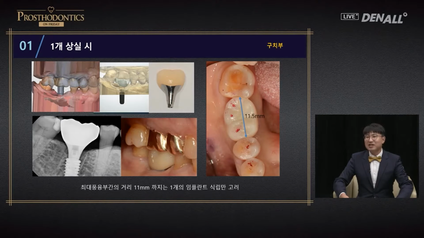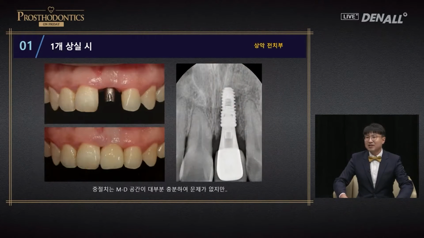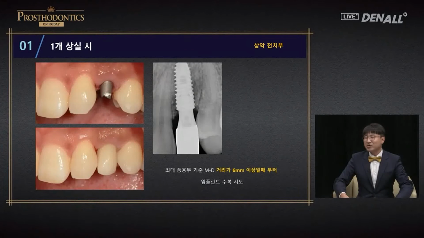You have to consider various options. I placed 1 implant in an 11.5 mm space. In the case of the upper anterior central incisor, in most cases, the MD space is sufficient. However, in the case of the lateral incisor, things become more complicated. I make an attempt if the distance between the heights of contour is over 6 mm. In the case of 5.9 mm, I forgo bone level implant placement.